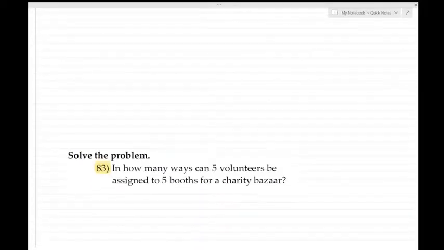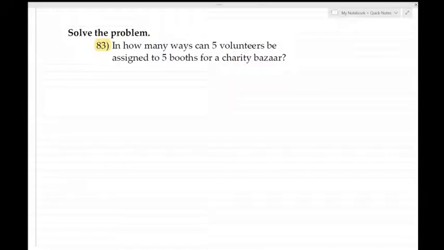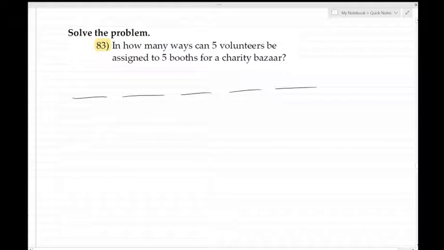Okay, number 83. This is the fundamental counting principle. It's saying, in how many ways can five volunteers be assigned to five different booths for a charity? So pretty much you have five booths, one, two, three, four, five, and on the first choice you have all five people. So you have five choices, but once you select somebody for the first booth, you have four left. Then once you select somebody for that, you have three left, and then two, and then one, right? So five volunteers for five booths is equal to 5 factorial.